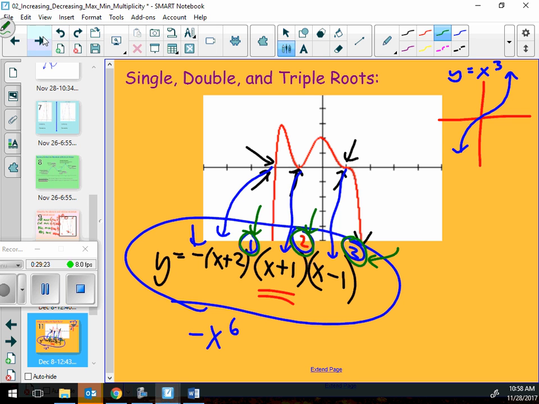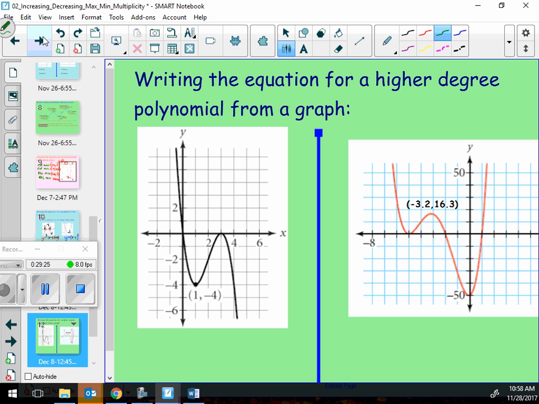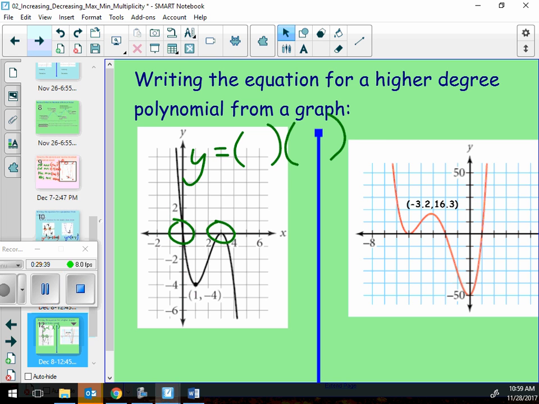All right, and if you understood what I just told you, you should be able to make the equation for this guy based on these 2 roots. Write the equation. Gets 2 parentheses. All right, see if you can do that and check with the kid next to you.